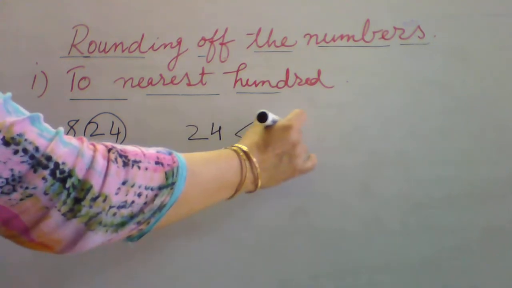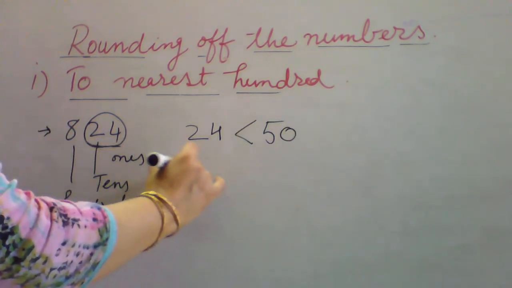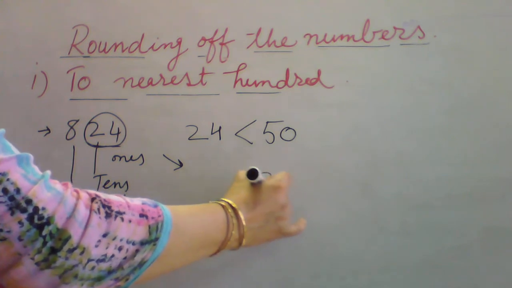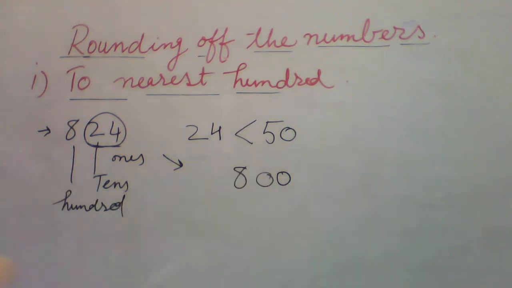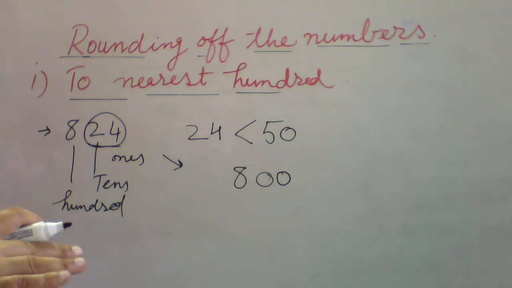If it is less than 50, in place of 24 we will write two zeros, and we will not increase 8 by any number. We will write 8 as such. Right? Now another example.